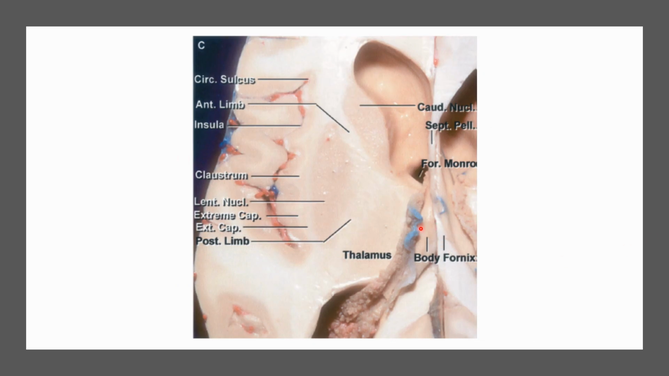This is another look from superiorly: internal capsule, anterior limb, posterior limb, genu. We have the thalamus, and we have the caudate nucleus, and we have the globus pallidus laterally. This is the frontal horn of the lateral ventricle.